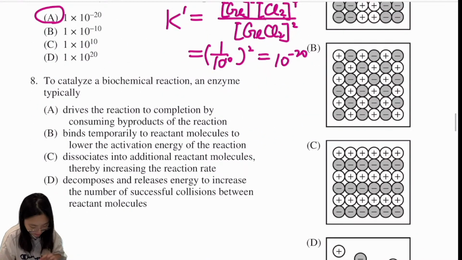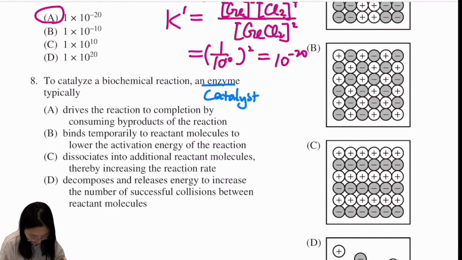Yes, and then question number 8. To catalyze a biochemical reaction, an enzyme typically... Okay, so an enzyme is just like a catalyst, but it is a terminology that you use in bio. Option A says it drives the reaction to completion by consuming the byproducts of the reaction. A catalyst does not consume anything. A catalyst is consumed and then it's reformed later in the reaction, so eventually it's not consumed.